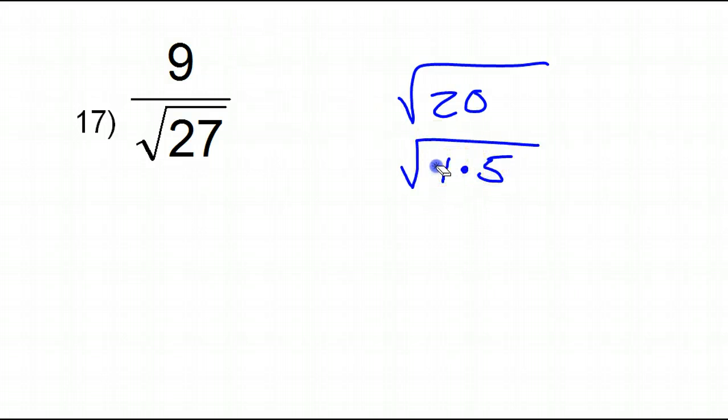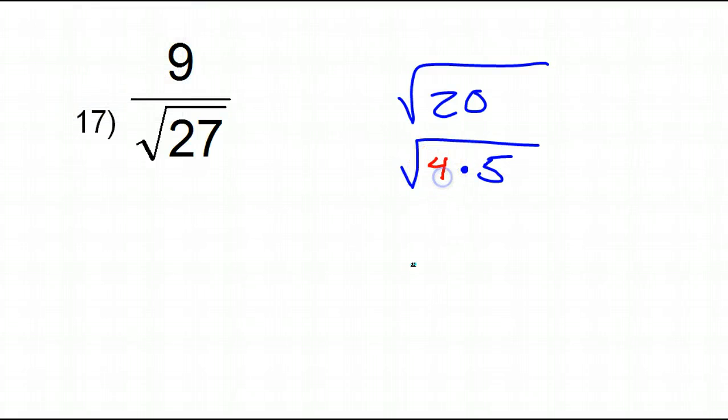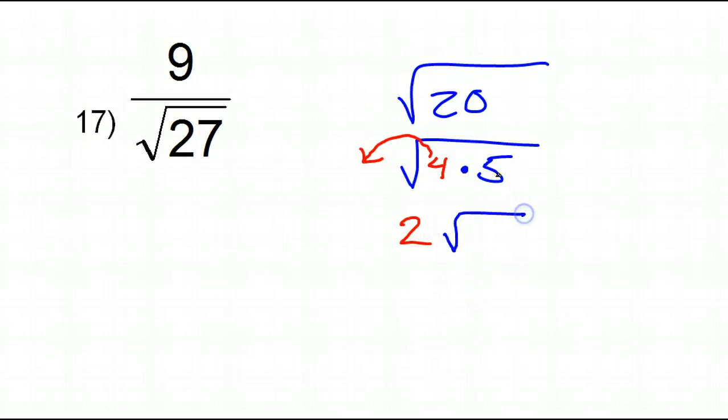You know what, let me just make it red. Okay, I made it red because it's special. It's a perfect square, so it's going to simplify and come outside of the radical. So what is the square root of 4? It's a 2. Okay, so we can go ahead and do that. Now the blue part is going to stay the way it is. 5 is not a perfect square, so it has to stay inside the radical. Alright, so this is how we simplify radicals.